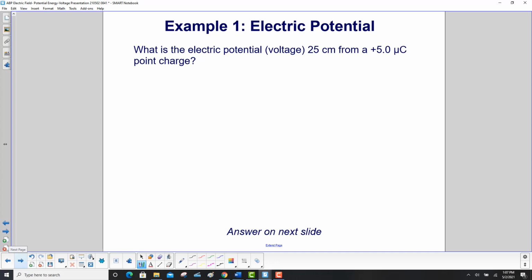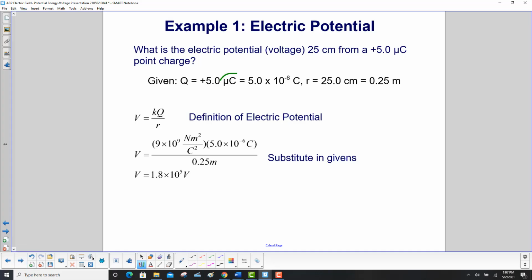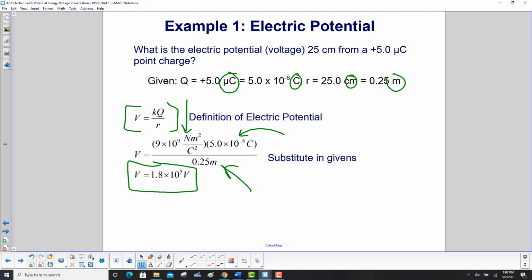What is the electric potential, or voltage, 25 centimeters from a 5 microcoulomb point charge? Start by converting microcoulombs to coulombs and centimeters to meters. Then use the electric potential equation, plug in Coulomb's constant, here's our charge, here's the distance away, and you get 1.8 times 10 to the 5th volts.